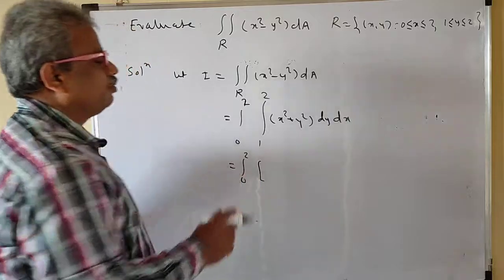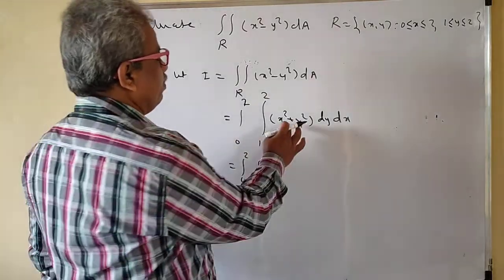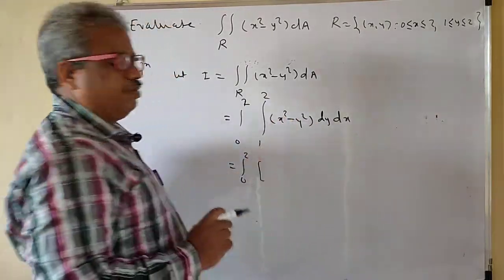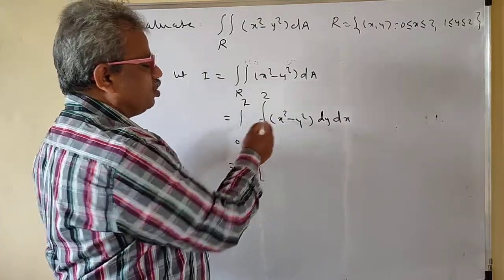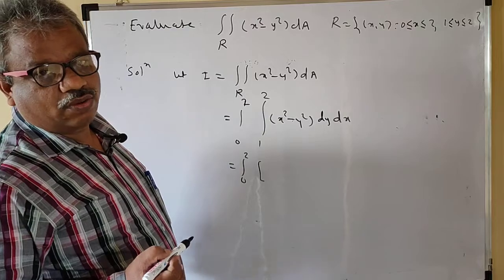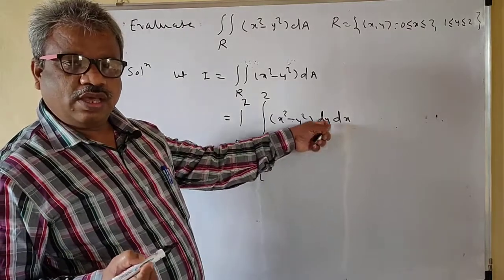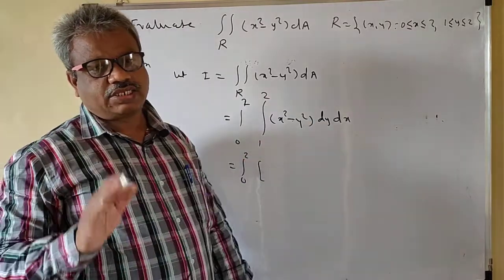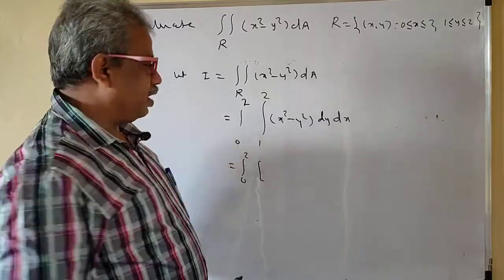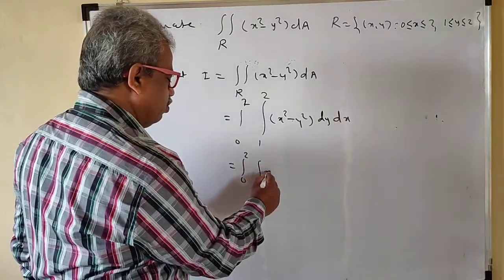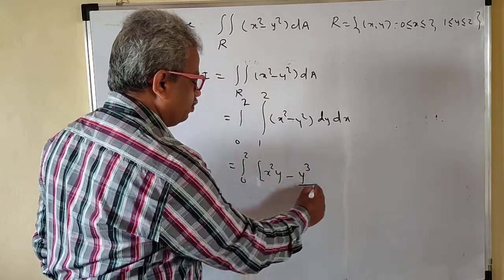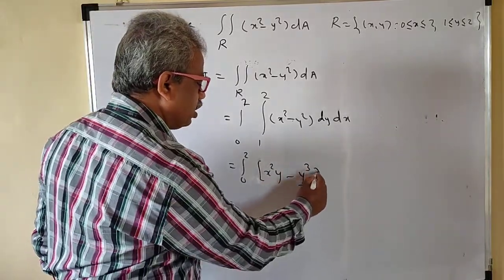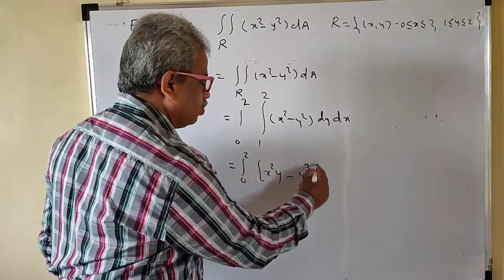I will integrate this, because each term is integrable. Integrating with respect to y, x square is constant. You know that the integration of a constant is the constant times that variable, so x square y. This is x square y minus y cube upon 3, and the limits of y are 1 to 2.